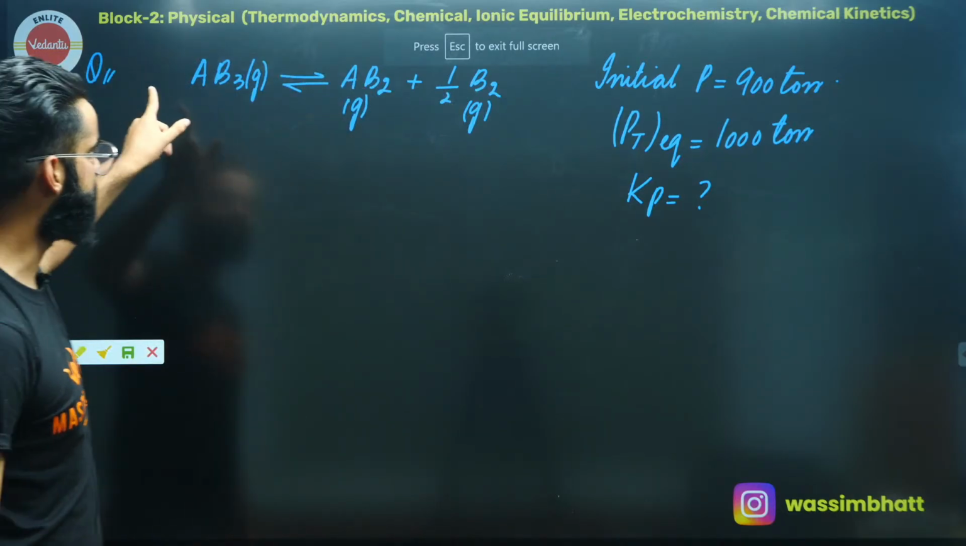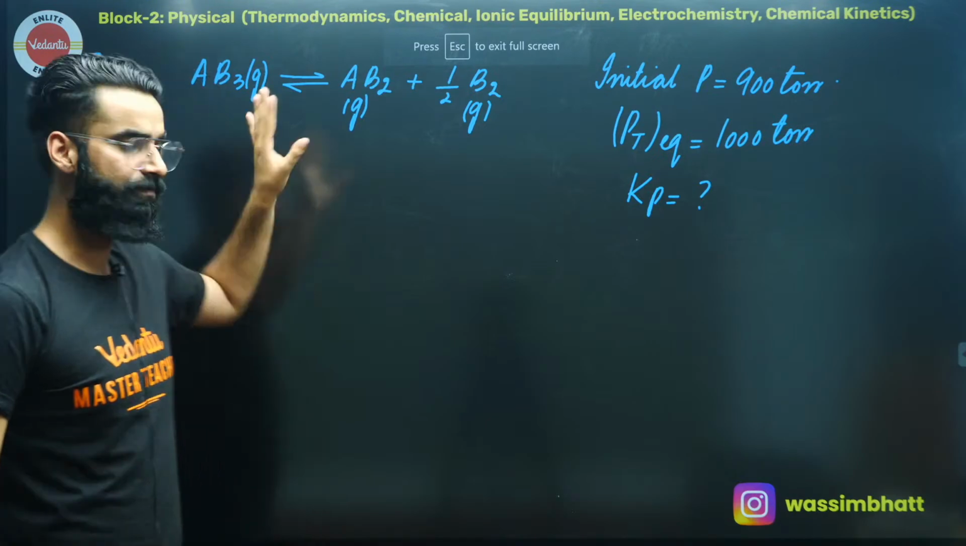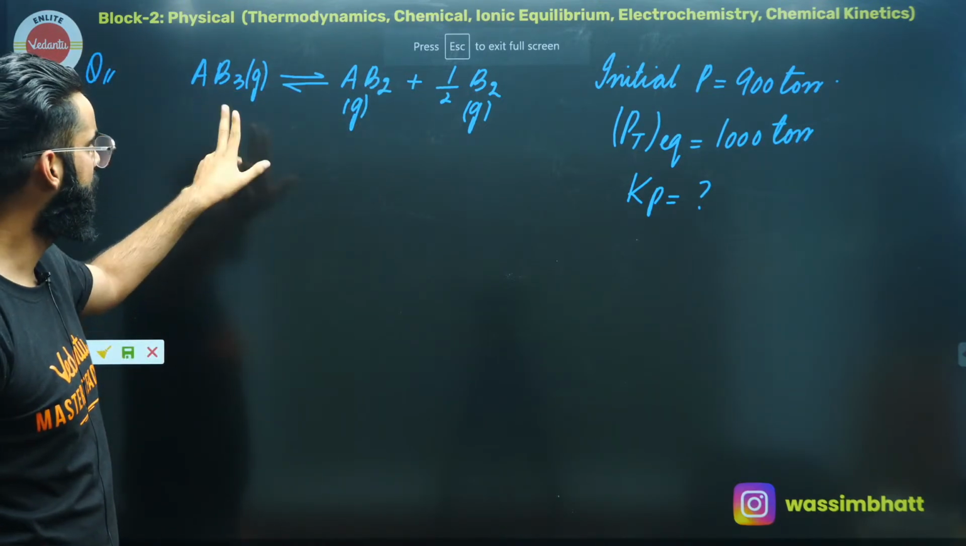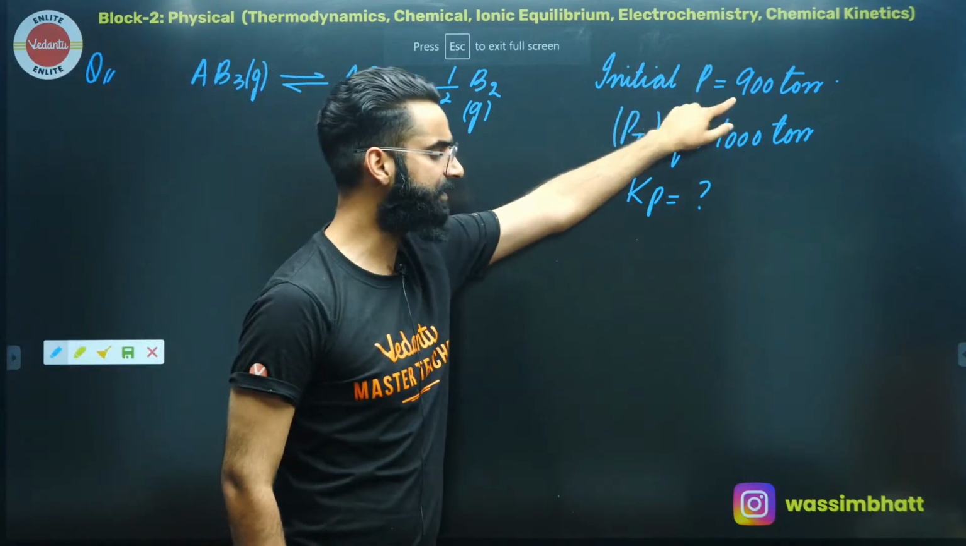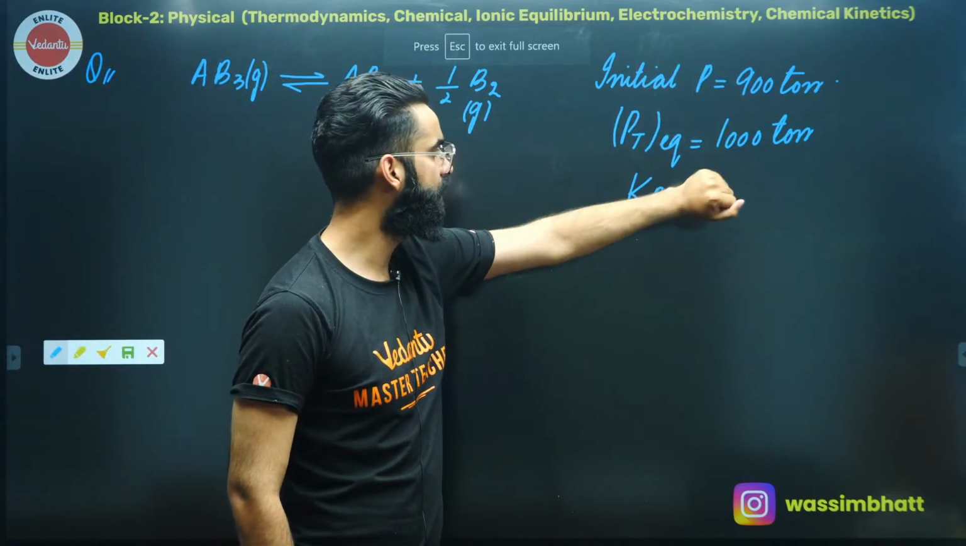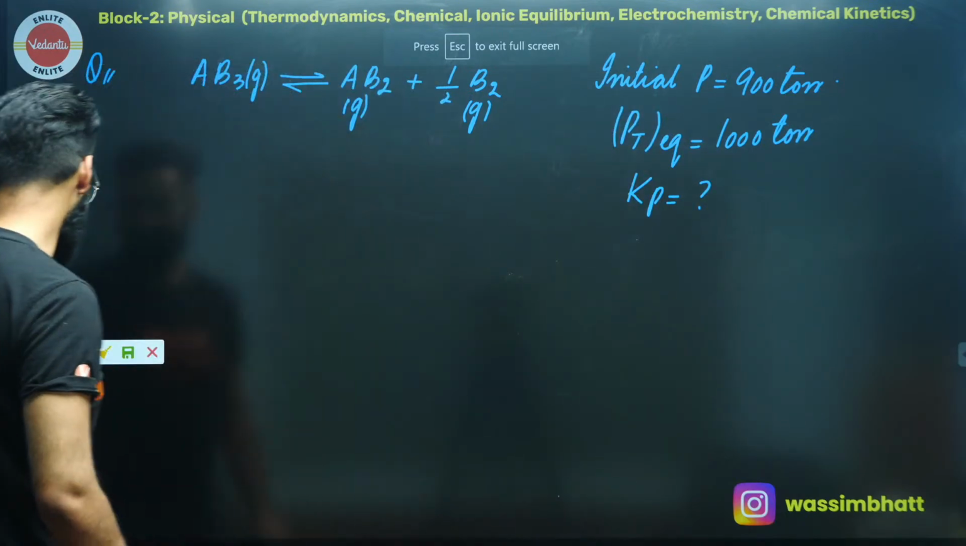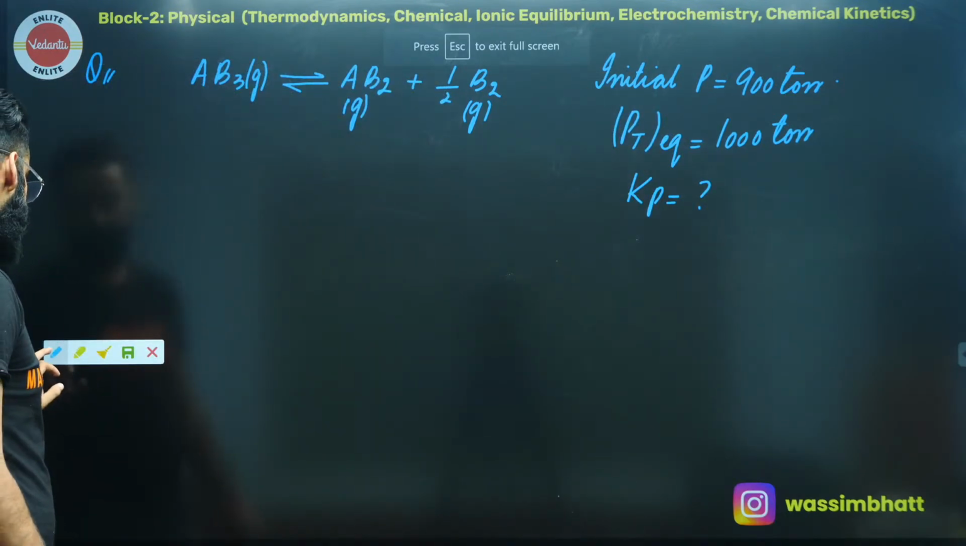See, guys, this is the reaction that's given to us, right? For this particular reaction, every reactant and product is first of all in gaseous state, number one. Number two, the initial pressure of the reactant is given to us as 900 torr. The total pressure of the system at equilibrium is given as 1000 torr, and we are supposed to get the Kp value. And how do I approach this particular question?